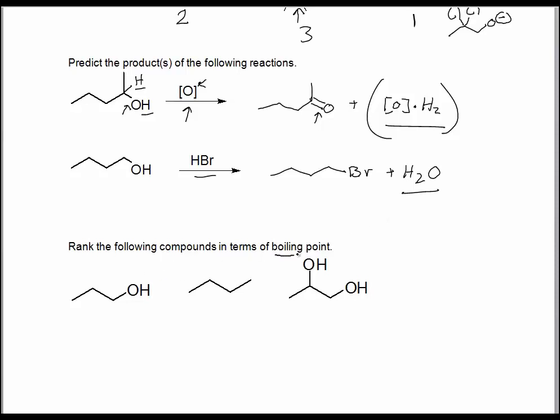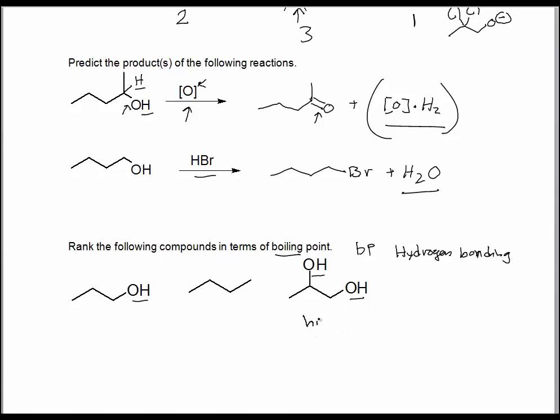Okay, so now we're looking at boiling point, the physical properties of alcohols, and we know that boiling point depends on intermolecular forces. The stronger the intermolecular forces, the higher the boiling point. And when we have OH groups, as we do in alcohols, we have the opportunity for hydrogen bonding, which is the strongest intermolecular force. So the more opportunities for hydrogen bonding we have, the higher the boiling point.